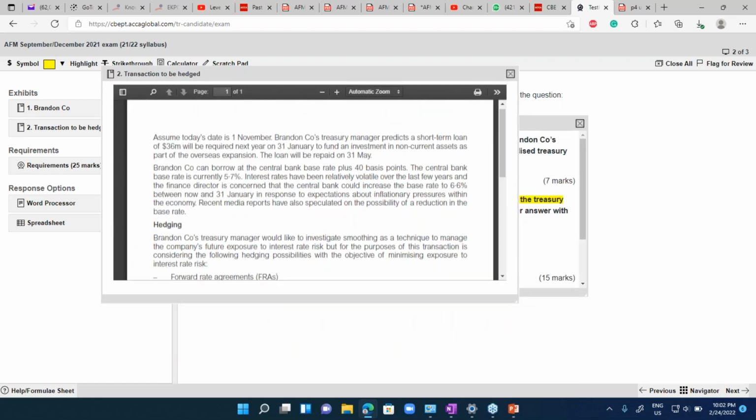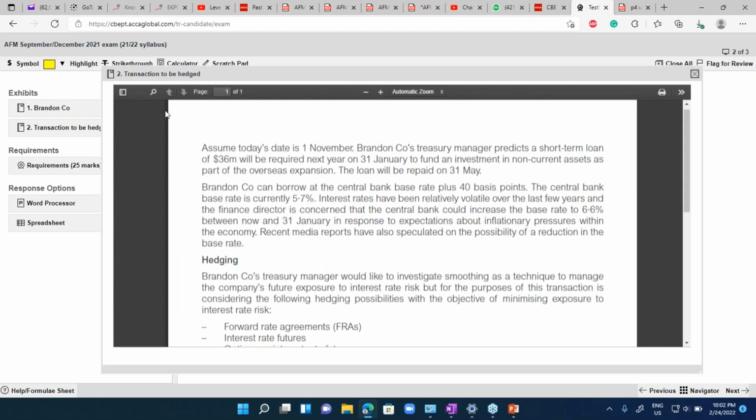Assume that today's date is 1st November. Please highlight this, it is very important. Brandon's treasury manager predicts a short-term loan of 36 million will be required on 31st January. So you need a loan of 36 million on 31st January to fund an investment in non-current assets as part of overseas expansion. The loan will be repaid on 31st March.